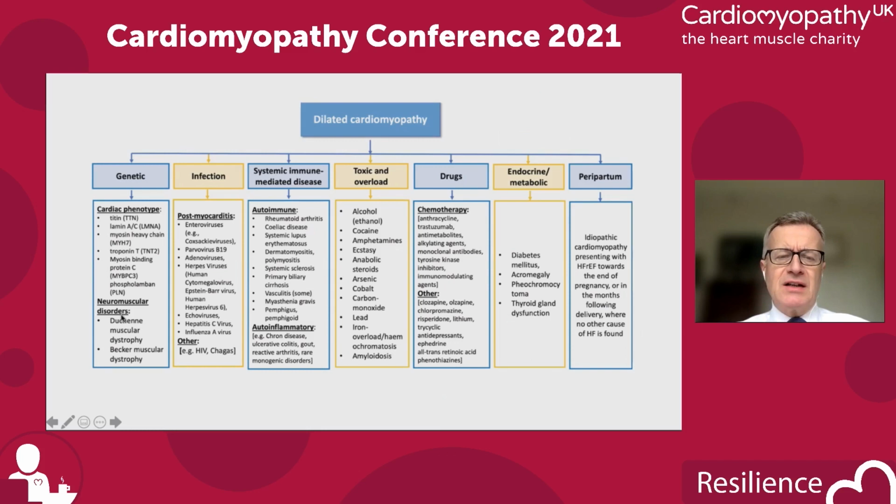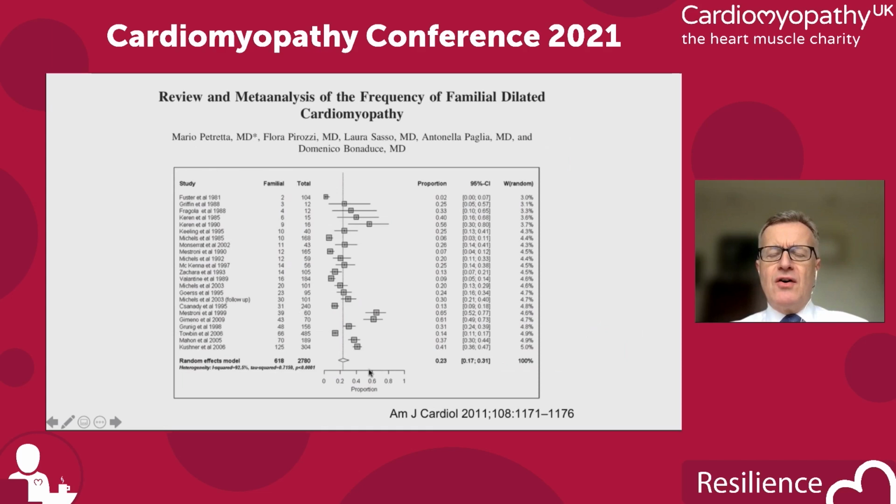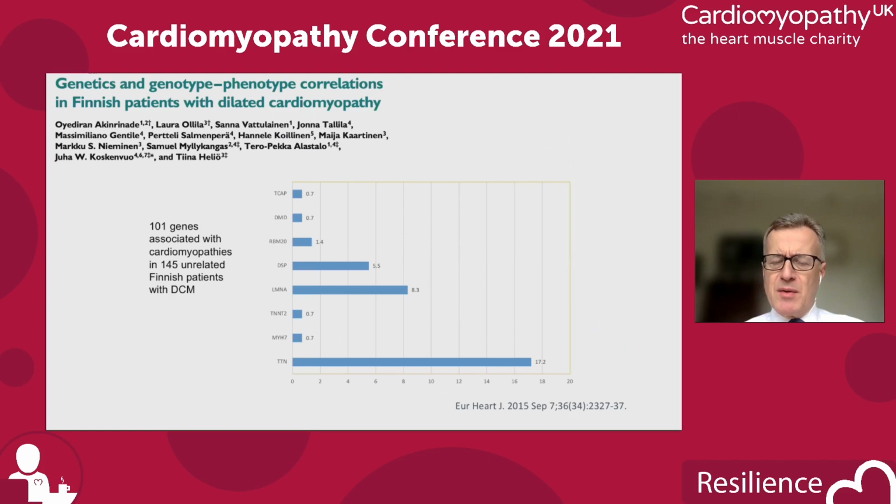We've known for decades that on average, about one in four people, 25%, will have at least one other family member who's affected if you go and look for it, implying that there is a significant genetic predisposition. If you genetically test people with dilated cardiomyopathy, as in this study, and there are many other similar studies, if it's an apparently sporadic case, so there's no obvious history in the family, you'll find a definite or likely pathogenic mutation in a gene in one in four people. And if there's a family history already of DCM, you'll find it in half those individuals.